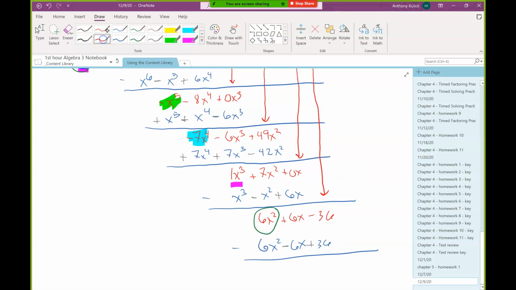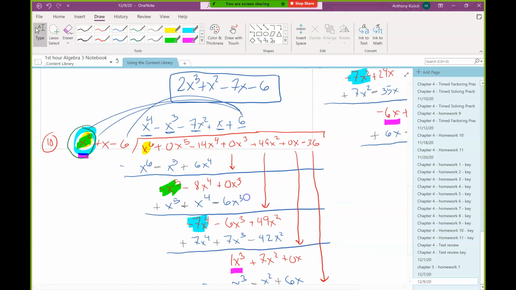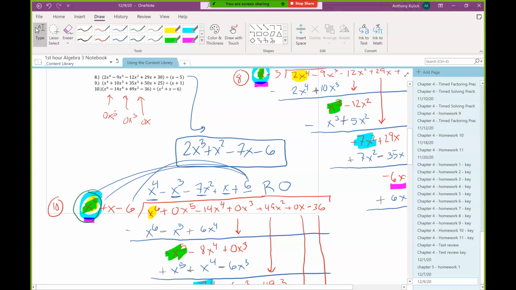And we combine our like terms down. 6x squared minus 6x squared is 0. 6x minus 6x is 0. Negative 36 plus positive 36 is 0. So this is just remainder 0. So our answer for number 10 is just, again, the quotient part. Since we have a remainder 0, we know that the divisor is actually a factor of the dividend.